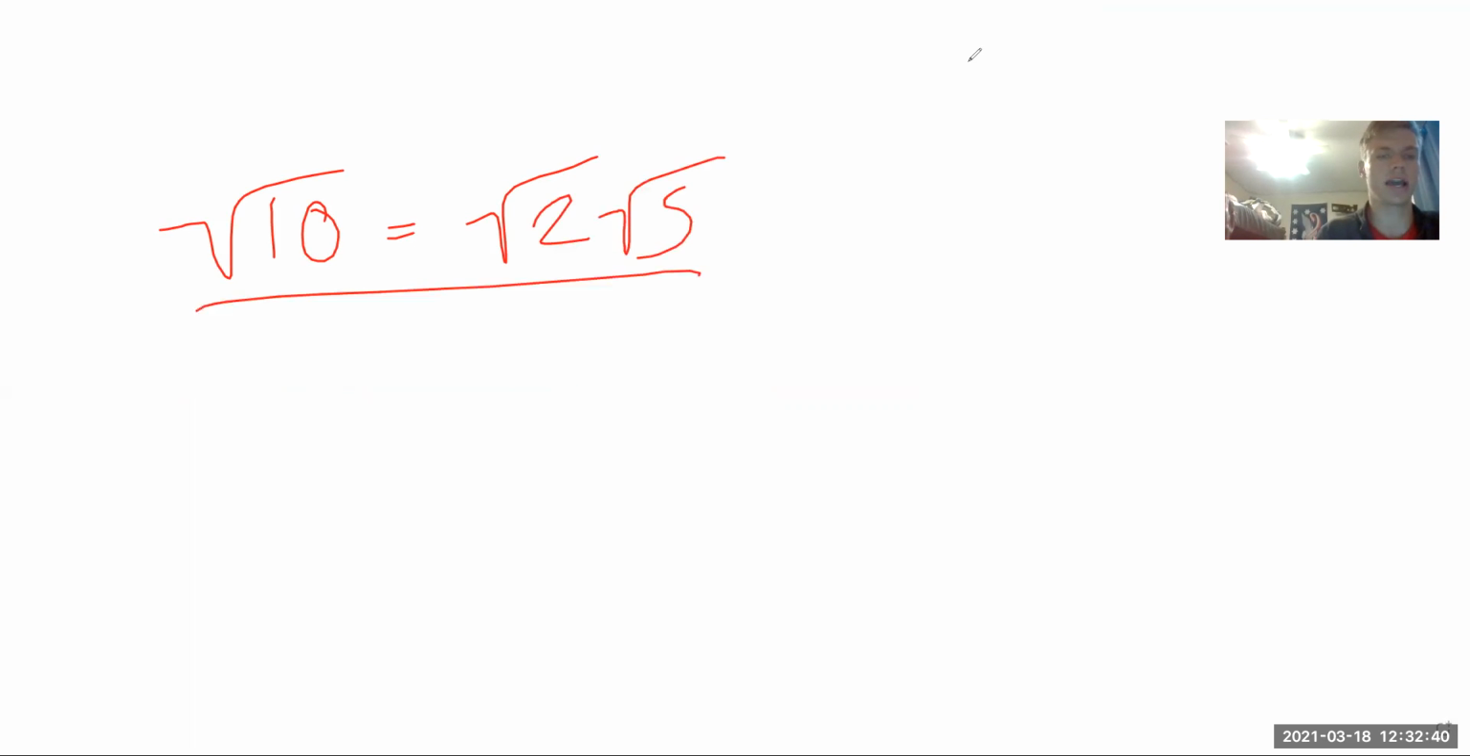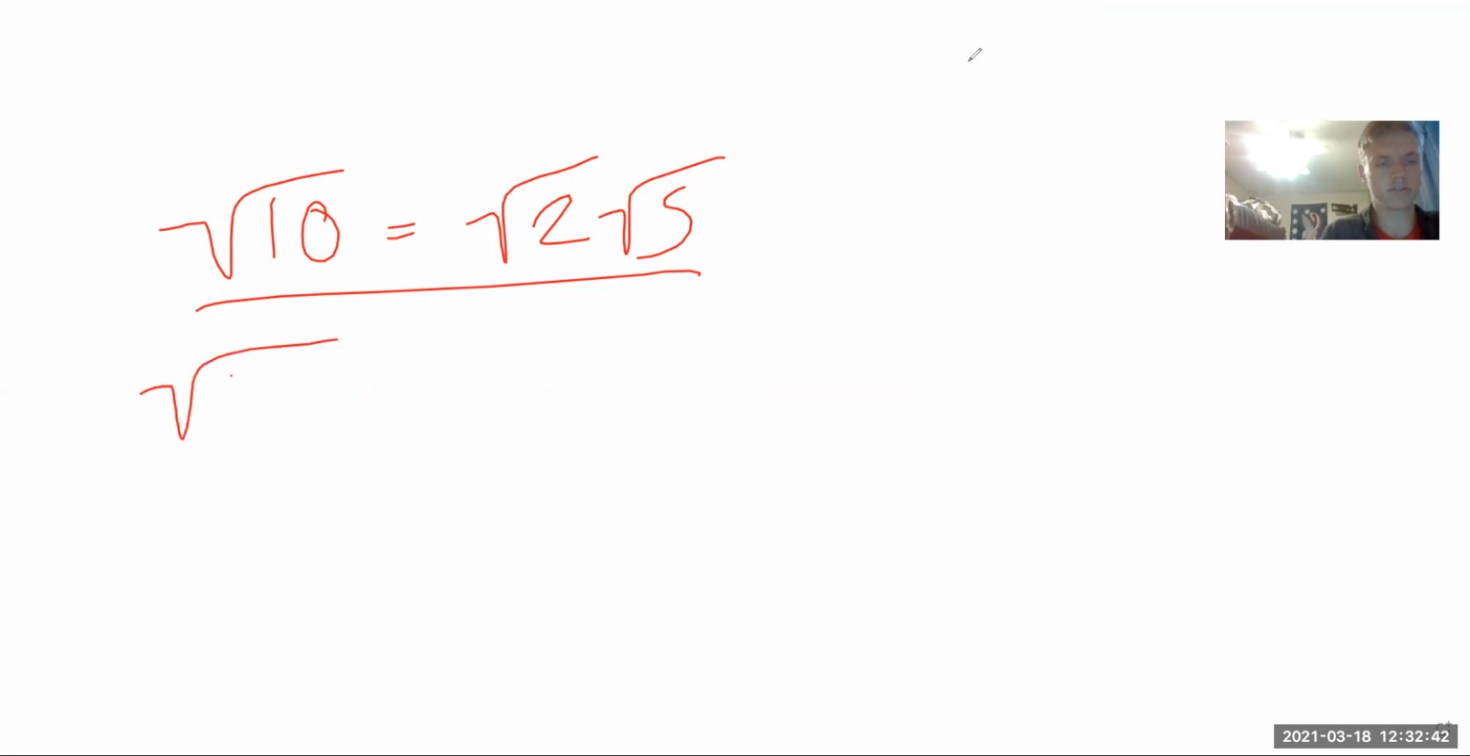But when we're doing simplification of radicals for multiplication or division, let's look at multiplication first. So the example they use in the book is they say square root of 10 is equal to the square root of 2 times the square root of 5. Now, there's some things going on behind the scenes that I want to look at first.